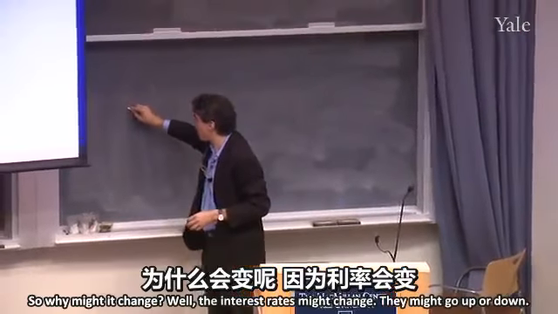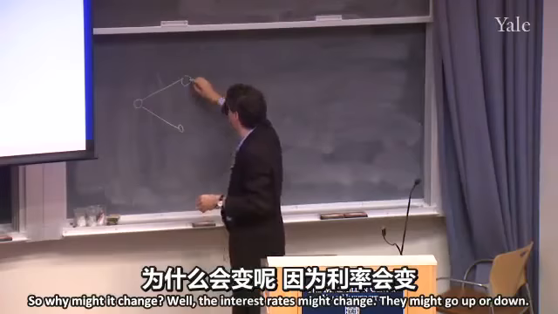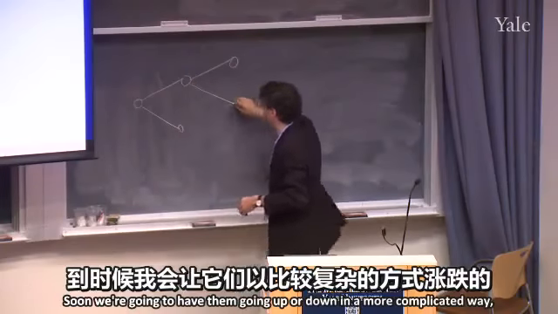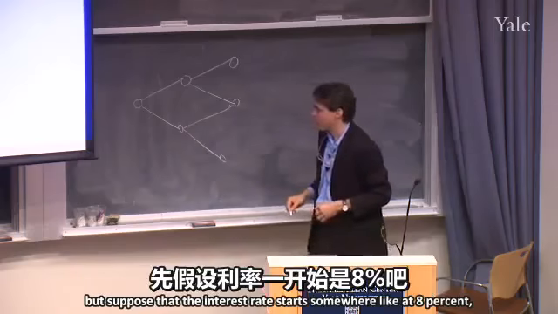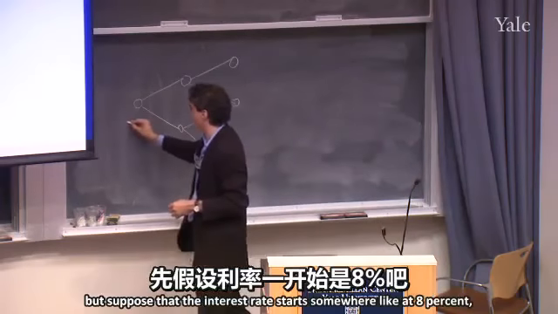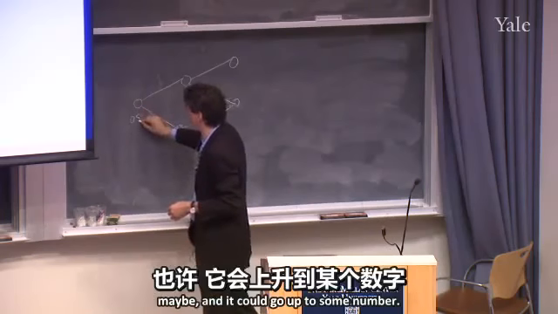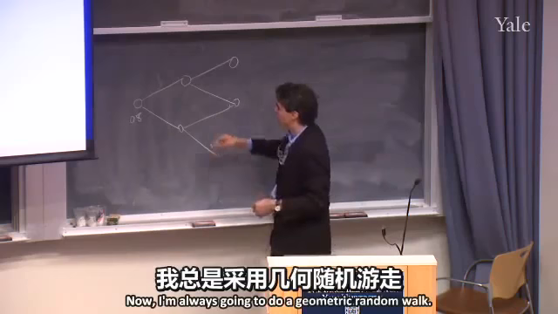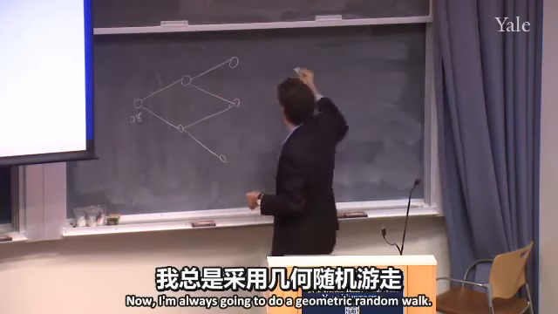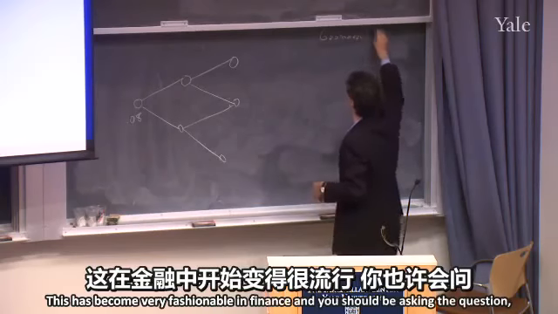So why might it change? Well, the interest rates might change. They might go up or down. Soon we're going to have them going up or down in a more complicated way. But suppose that the interest rate starts somewhere, like at 8%, and it could go up to some number. Now, I'm always going to do a geometric random walk.